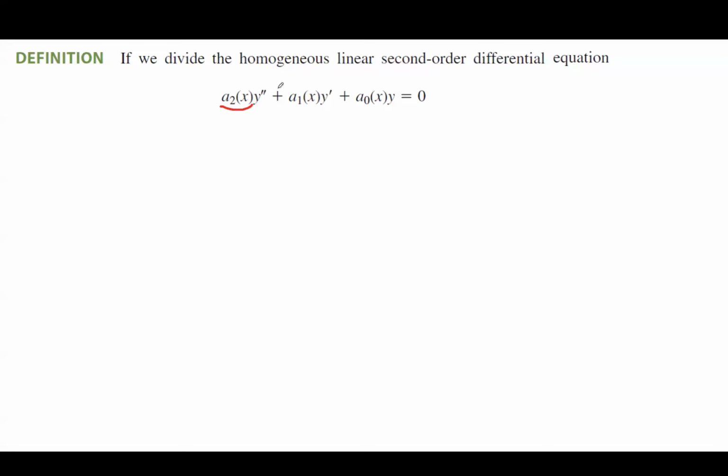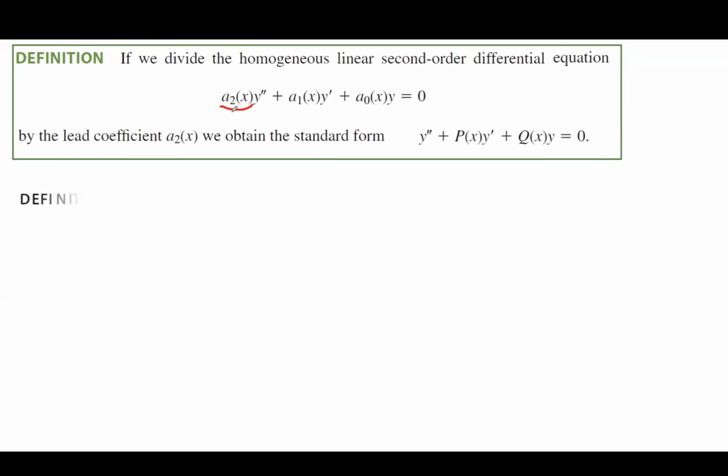Remember that if we take a homogeneous linear second-order differential equation and divide up everything by the leading coefficient a sub 2(x), we can write this in standard form. In standard form, you get the second derivative of y plus p(x)y prime plus q(x)y equal to 0. p(x) is a1 divided by a2, and q(x) is a0 divided by a2. And then we can take the solutions of a sub 2 and define ordinary and singular points.